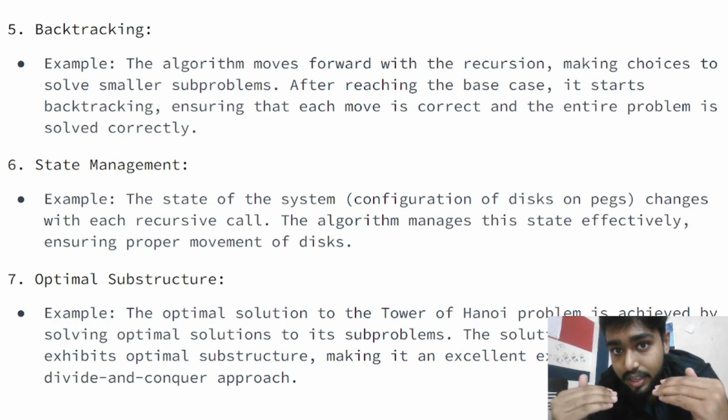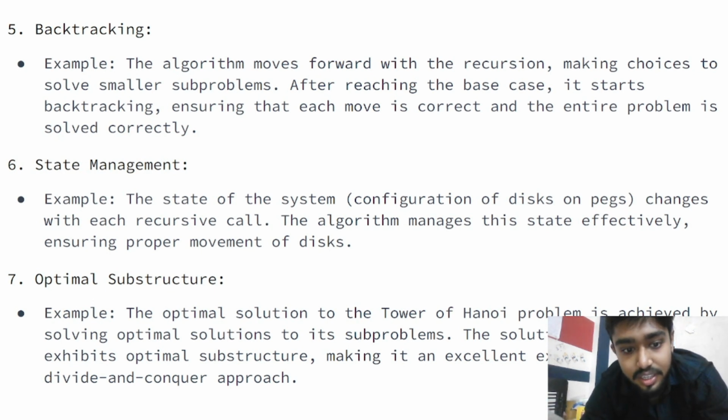Okay, for each call, you have a different source, a different auxiliary, a different destination, a different value of n. I told this to you in the third lecture. So this is why it's not the same function with the same inputs. It's the same function with different inputs.